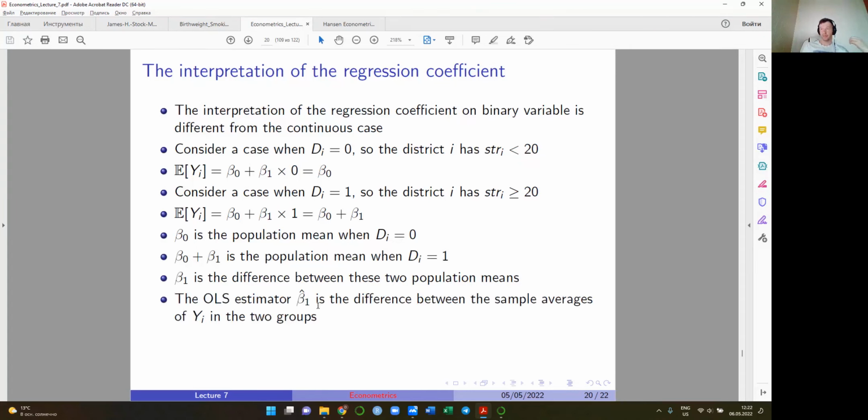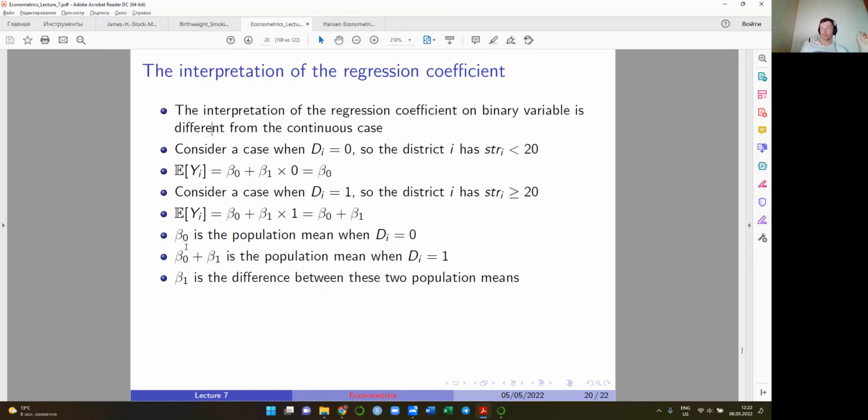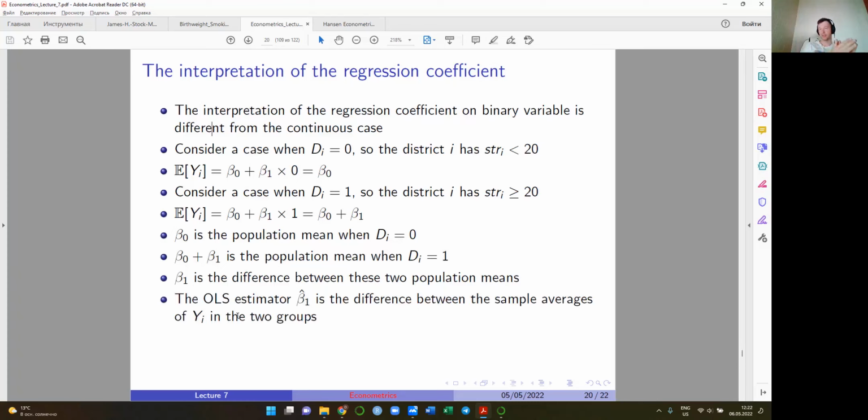So the OLS estimator, again, we don't know what beta 1 and beta 0 are. They are unobserved, and we need to estimate them. But once we estimate beta 0 and beta 1 with the help of OLS, what will we get? We will get beta 1 hat, and this is going to be the difference between sample averages. There is going to be the sample average for the first group, beta 0 hat. There is going to be the sample average for the second group, which is going to be beta 0 hat plus beta 1 hat. And beta 1 hat is going to be the difference between two sample averages.